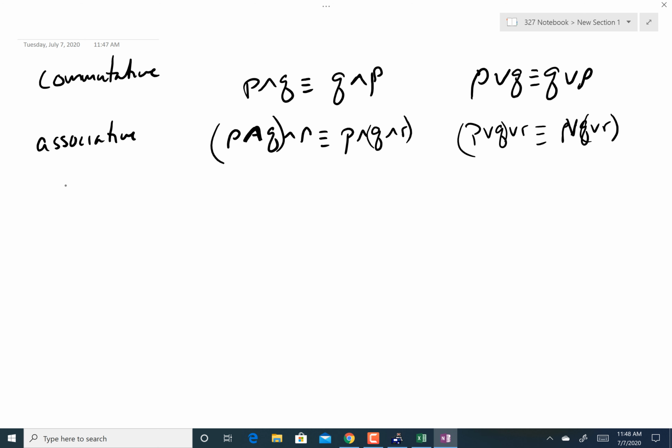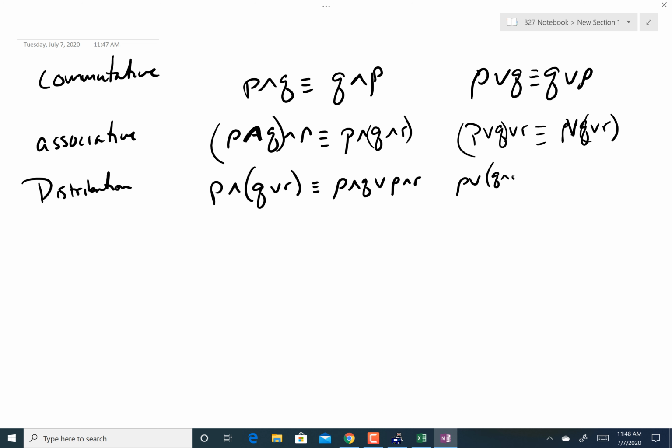Distributive property. Distributive, I thought that was only for multiplication. Not so fast. It could be P and (Q or R). That would be the same as saying (P and Q) or (P and R). Same thing over here, like that. Very nice.